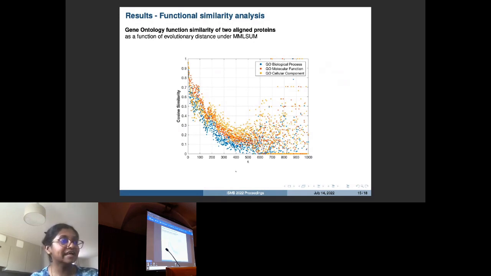And then you can see that, as expected, the functional similarity decreases over time, up to this point, and then again things get scattered a bit. This is the point actually where MMSM loses its differentiability between substitutions and indels as well. And it's nice to see that that kind of agrees, and we see the correlation between functional similarity and the evolutionary distance.